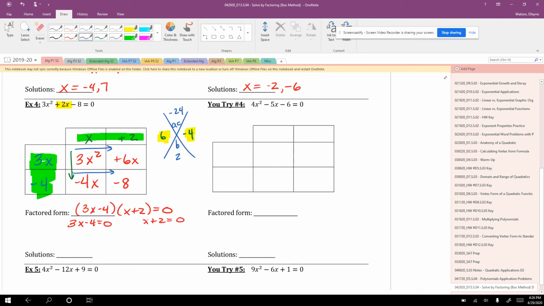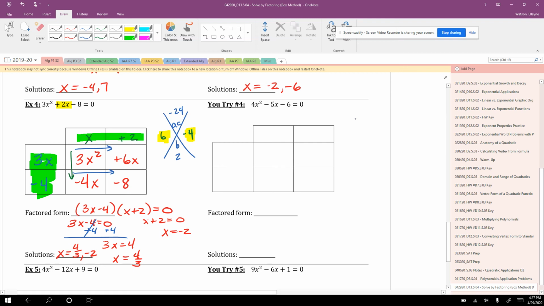Okay. Move this over to the other side. You're going to get 3x is equal to 4. So x is equal to 4/3. Over here, you're going to get x is equal to negative 2. So solutions are 4/3 and negative 2. Okay, go ahead, try the next one.